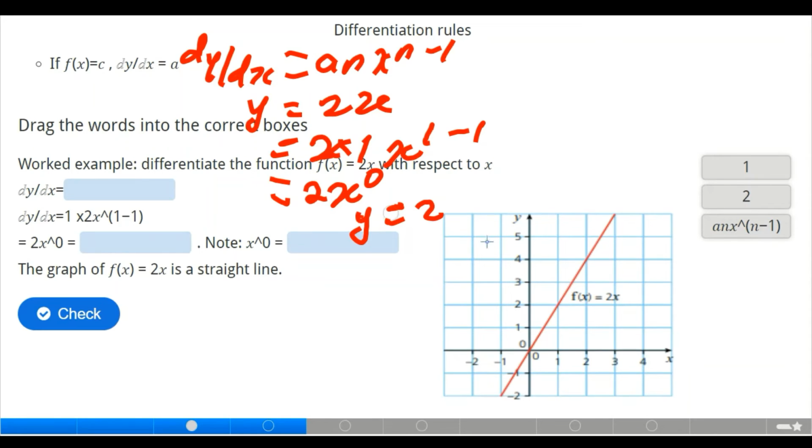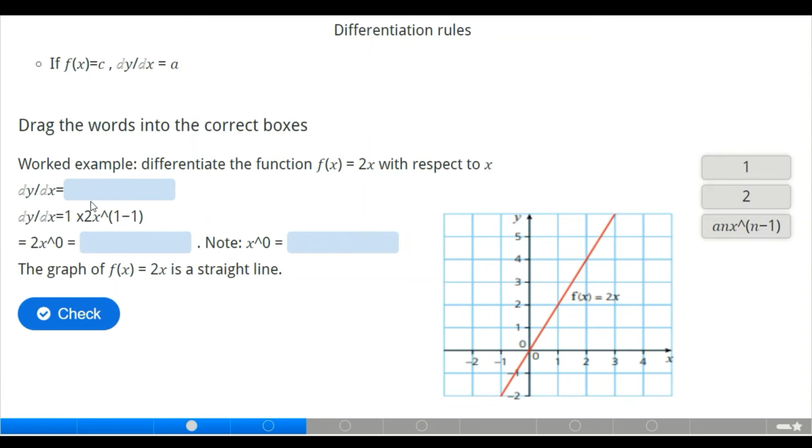Is going to be 2. So if we have y equals 2 here, then our x can range from 0 to whatever, and we draw a straight line graph. So now let's look at the arrangement for this solution and let's get it done.